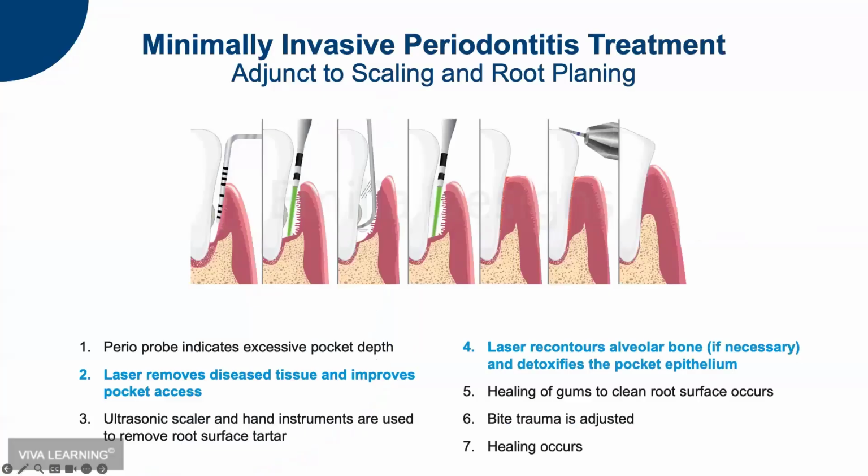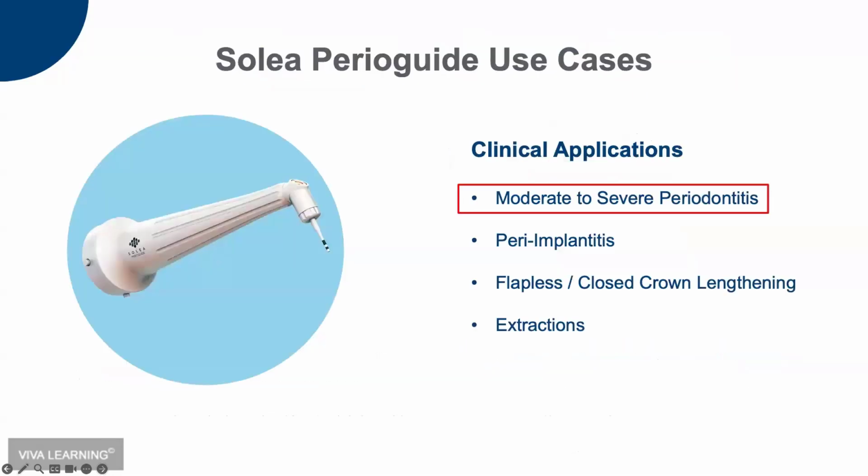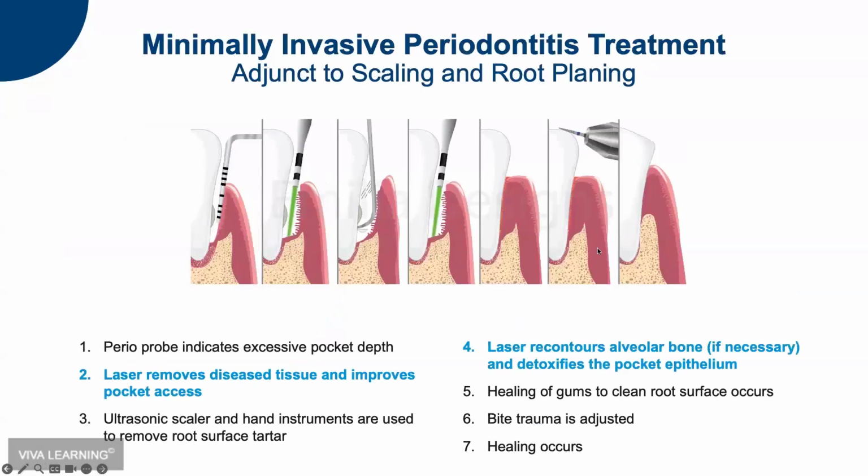Basically, here's the big idea: you're now able to use this handpiece with this tip. The tip looks like a hollow perioprobe, and it's used to treat moderate to severe periodontitis and periimplantitis. You could use it for some crown lengthening, but the big idea is you clean out that pocket, detoxify it, and then eventually you get better attachment gain.